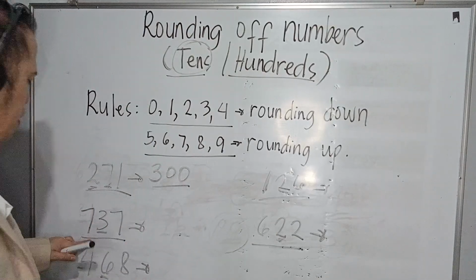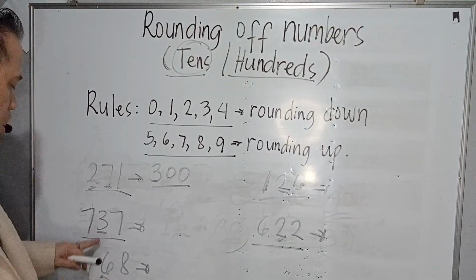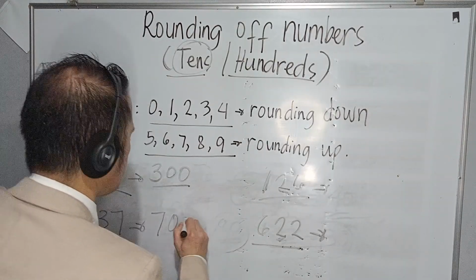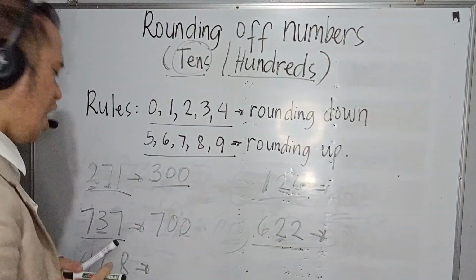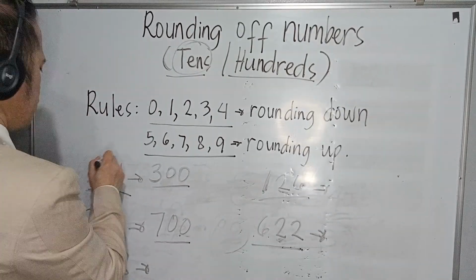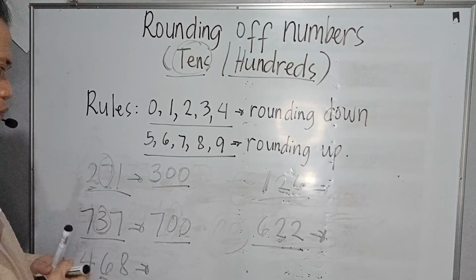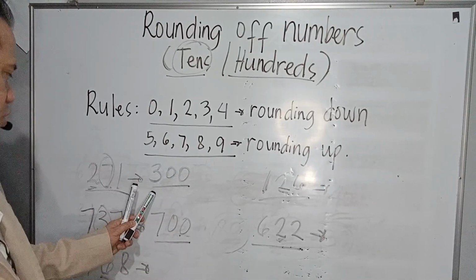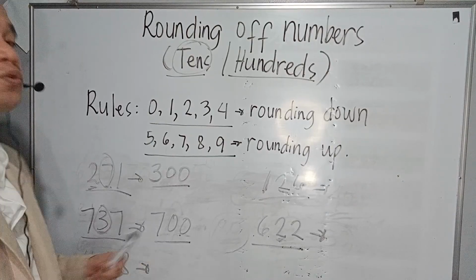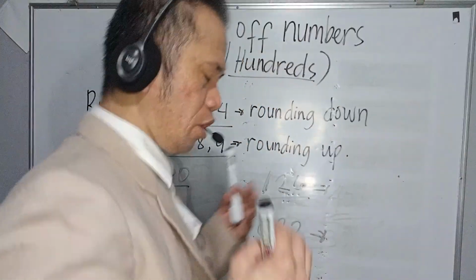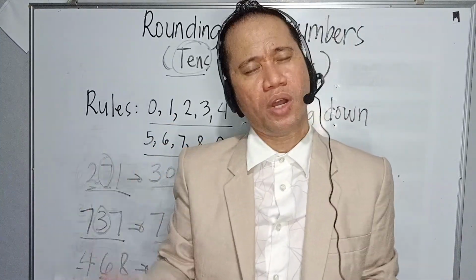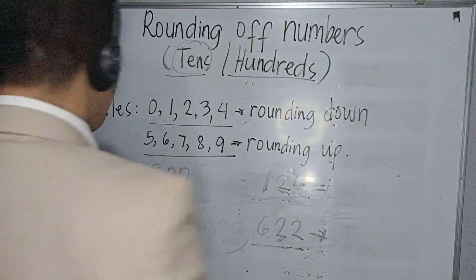Next we have 737. Since 3 is rounding down, automatically we have 700. Why? 3 is rounding down. For the first one, 7 is rounding up. So it's a big difference: 271 rounds up to 300, 737 rounds to 700 only. Because our basis, my dear viewers, is the tens place value, you have to check whether it is rounding up or rounding down.